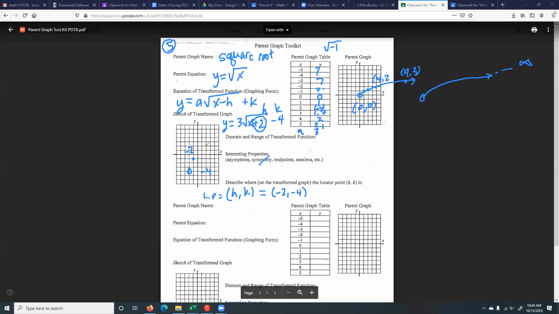The only way to know this is to make a table and actually plug them in, which I would do with you. I just don't have extra time. So you can see that this one is a lot wider than this one because it has a vertical stretch of 3, right? So we're going to have a domain and a range.